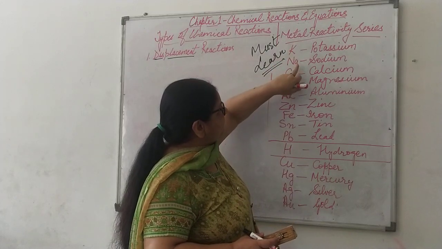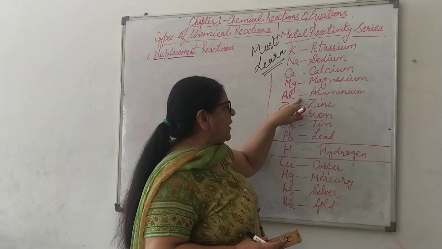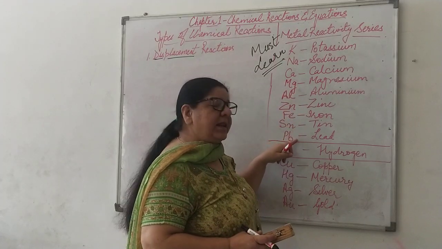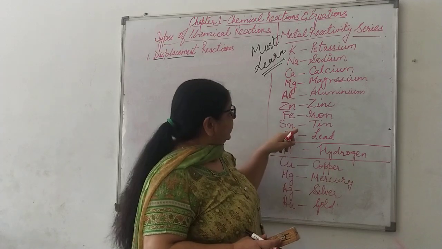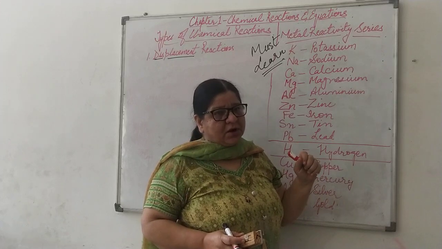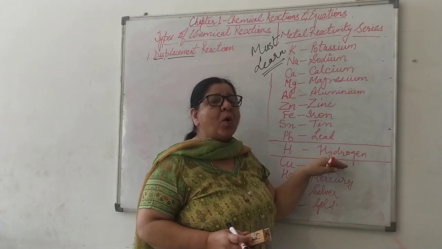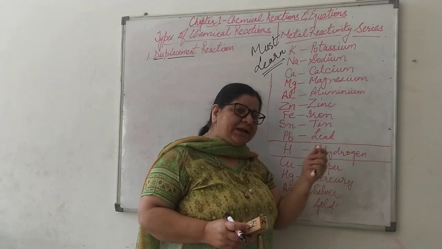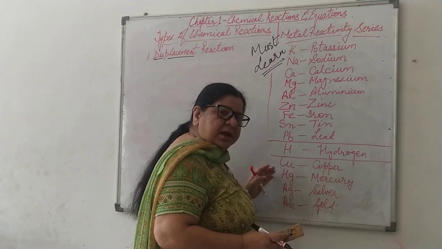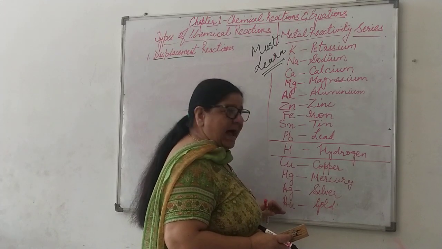So, potassium, then sodium, calcium, magnesium, aluminium, zinc, iron, tin, lead. Then in between comes hydrogen. Although hydrogen is not a metal, we place it in the metal reactivity series, and why we do so, that we will take up further afterwards. After that comes the least reactive metals, that is copper, mercury, silver and gold.